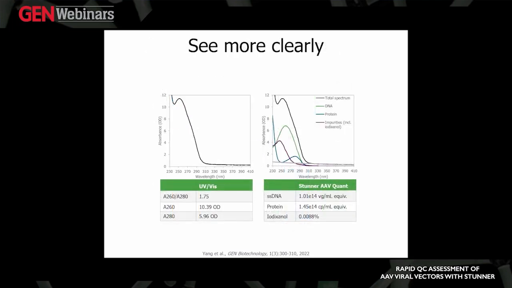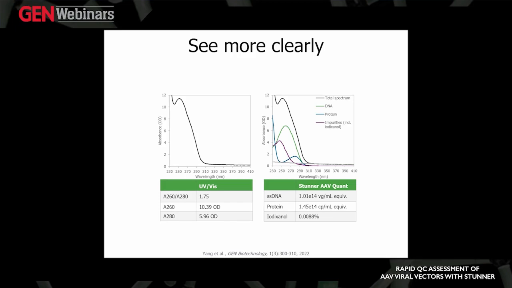In this next example, also from the paper, we have taken a refined AAV sample whose total UV-Vis absorbance is shown on the left. Right away, we can start digesting this for clues to show that this isn't yet fully purified. Classically, that might be the ratio of our A260 versus A280, and we can compare that versus a historically expected value for that ratio to try to understand what the balance of protein and DNA is in the sample. But thankfully, Stunner has a better way to do that.